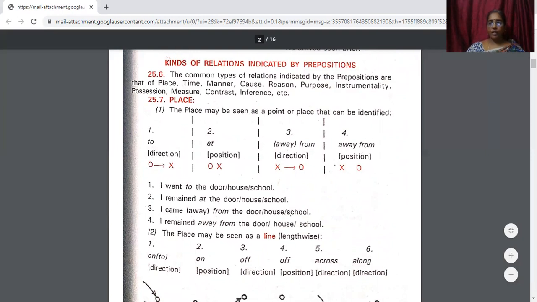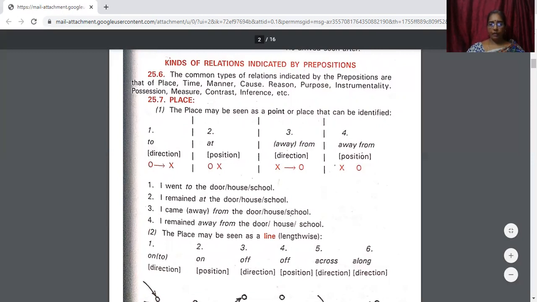Kinds of relations indicated by prepositions. The common types of relations indicated by the prepositions are that of place, time, manner, cause, reason, purpose, instrumentality, possession, measure, contrast, inference, etc. First, let us see place. The place may be seen as a point or place that can be identified.